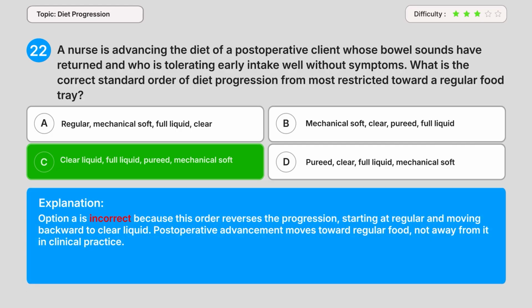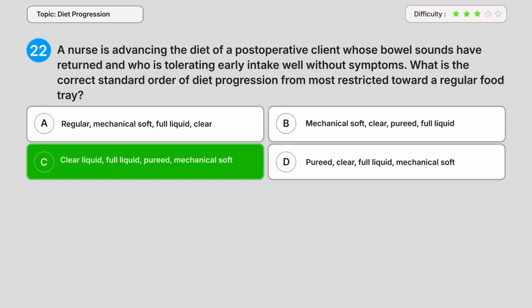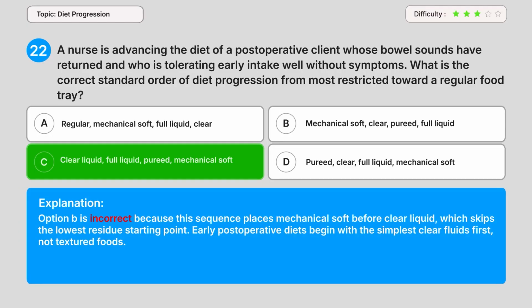Option A is incorrect because this order reverses the progression, starting at regular and moving backward to clear liquid. Post-operative advancement moves toward regular food, not away from it in clinical practice. Option B is incorrect because this sequence places mechanical soft before clear liquid, which skips the lowest residue starting point. Early post-operative diets begin with the simplest clear fluids first, not textured foods.